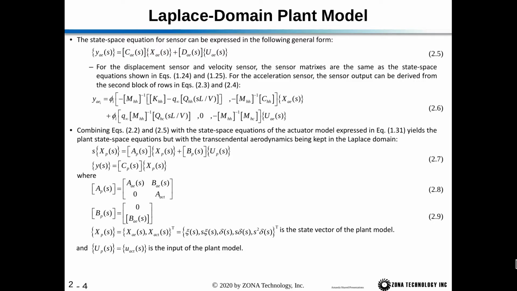Now, combining equations 2.2 and 2.5 with the state space equations of the actuator model expressed in equation 1.31 yields the plant state space equations, but with the transcendental aerodynamics being kept in the Laplace domain. So now in equation 2.7, we have our plant model, S times XP equals AP times XP plus BP times UP. And our AP, the A of the plant model, is made up of AAE, BAE, and A actuator. And then BP is just made up of the ZAERO matrix and BAE.